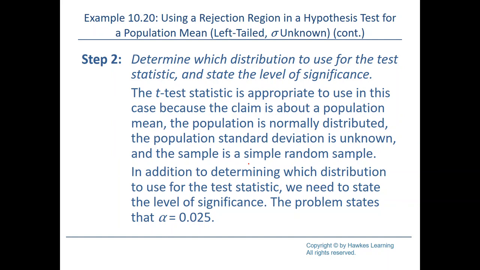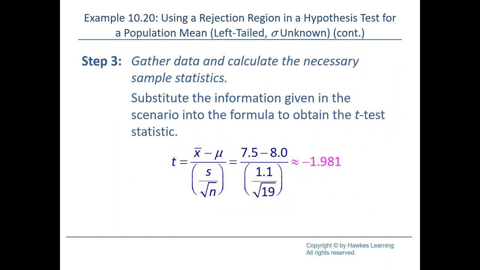In order to run the t-test, I do need to make note of my level of significance, which was the alpha that they gave me. I'm making note of that because I'm going to need it to get my critical t-value. So we're going to gather the evidence and find our test statistic. Our test statistic always comes from x bar minus the mean, divided by the sample standard deviation divided by the square root of n. And that's going to give us approximately negative 1.981.